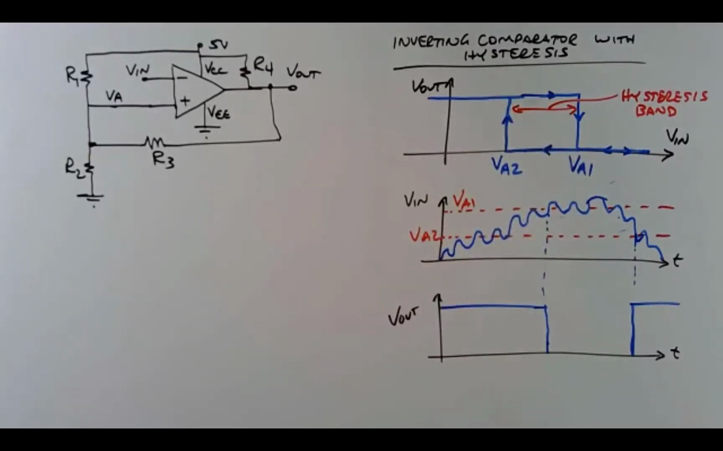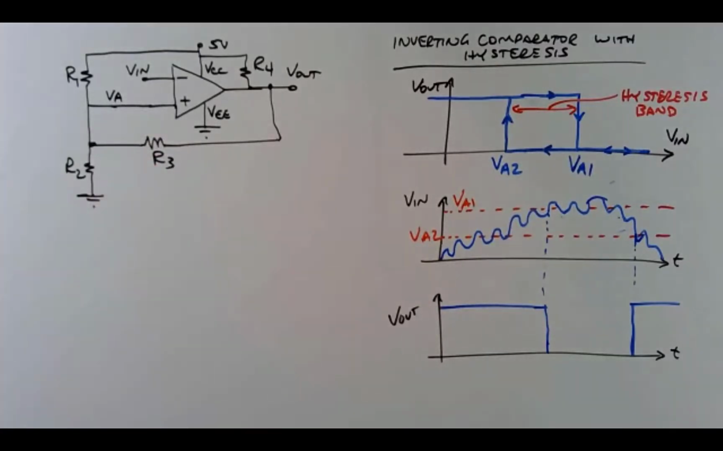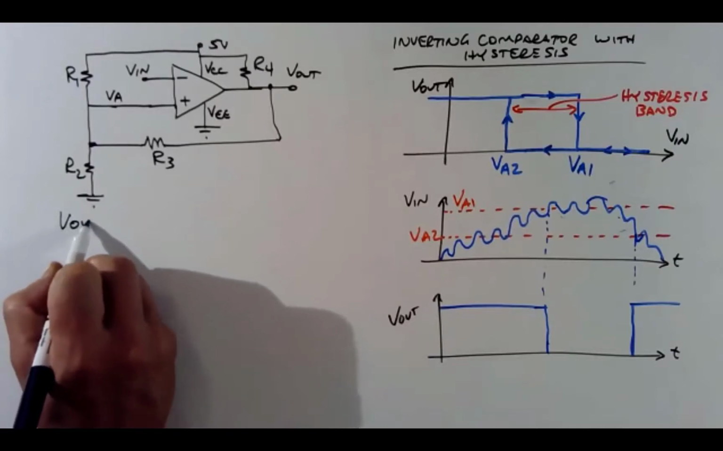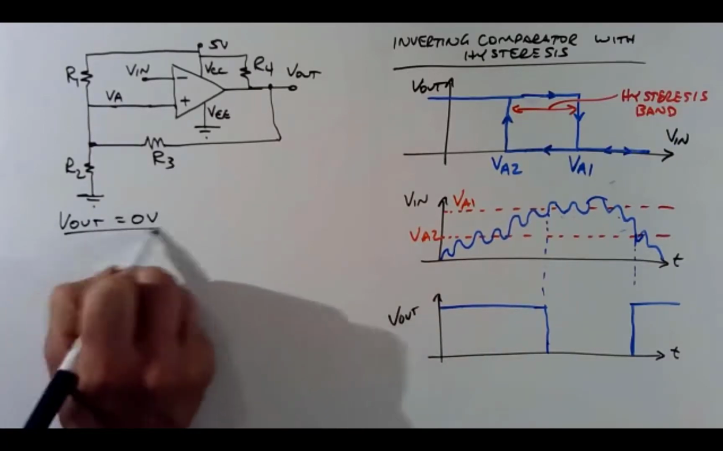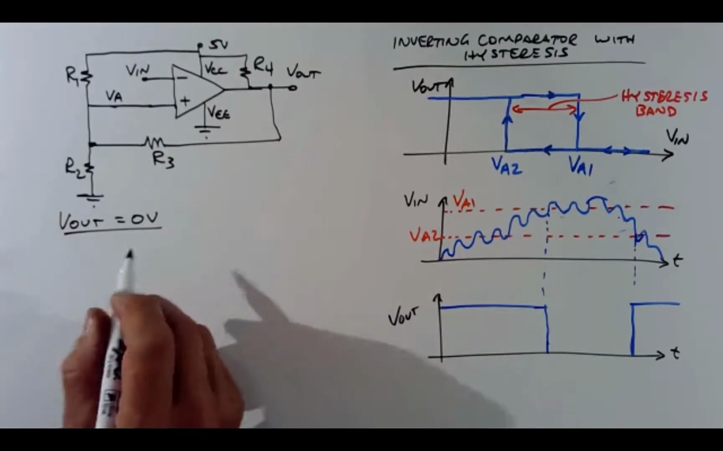Let's figure out what VA is based on Vout. We know Vout influences VA. The output is either in a high state or a low state, right? Let's just suppose at first that the output is in a low state. Let's suppose V out equals 0 volts, right? It's the case where the temperature is high or whatever. So that's the case. Let's figure out what VA is.